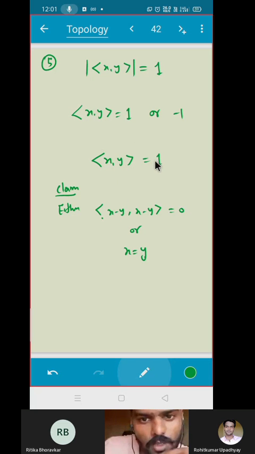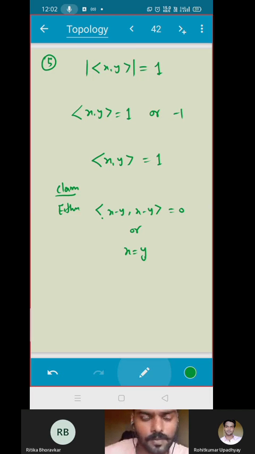Since norm x is a real number, the inner product of x by norm x comma y by norm y equals 1. So we can take 1 by norm x times norm y outside of the inner product, then multiply it to 1. So the inner product of x, y will be norm x times norm y, and the inner product of x, y equals 1. Therefore, norm x times norm y equals 1.